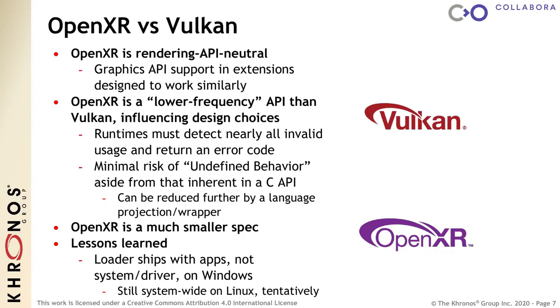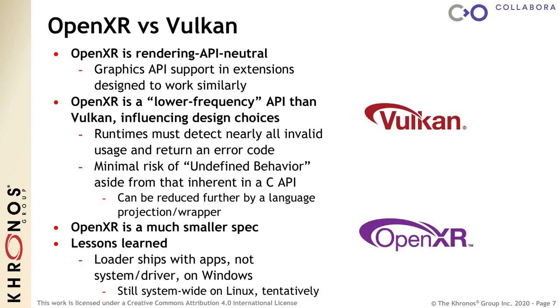Of course, there is some risk of undefined behavior because it's a C API, but this minimal risk can be reduced by a language projection or wrapper that makes it more difficult to misuse pointers in a way that would break things. Additionally, OpenXR is a much smaller spec. It's only about 300 pages in PDF format.